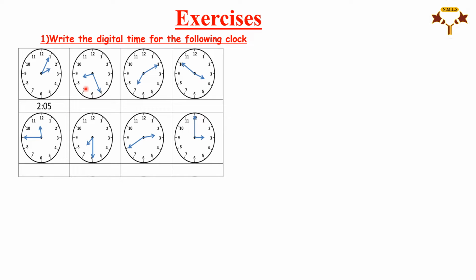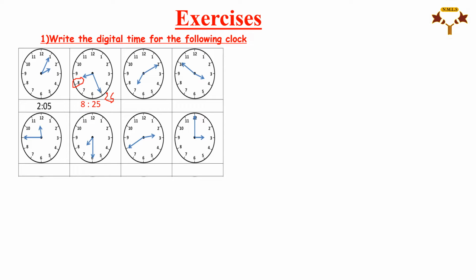Okay, the second one. Here we have two hands, long hand and short hand. The short hand is between 8 and 9. I will take the smallest number, then I will take 8. And minutes: the long hand for minutes is at 6. Okay. 6 means how many minutes? Let's count. At 1, 5. At 2, 10. At 3, 15. At 4, 20. At 5, 25. Okay. Then it will be 8 and 25 minutes.